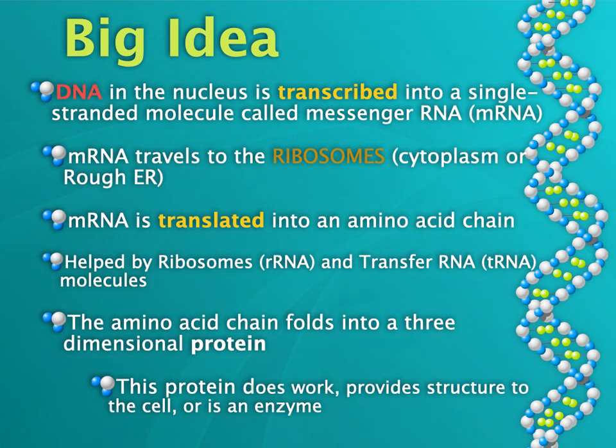The big idea: the DNA in the nucleus is transcribed into a single-stranded molecule that is mRNA. mRNA travels to the ribosomes, which are in the cytoplasm or attached to the rough ER. This mRNA is then translated into an amino acid chain. Don't forget that ribosomes, which are made of rRNA and protein, and transfer RNA, tRNA, help this whole process. This amino acid chain then folds into a 3-dimensional protein. And this protein is going to do work, provide structure for the cell, maybe it's an enzyme.